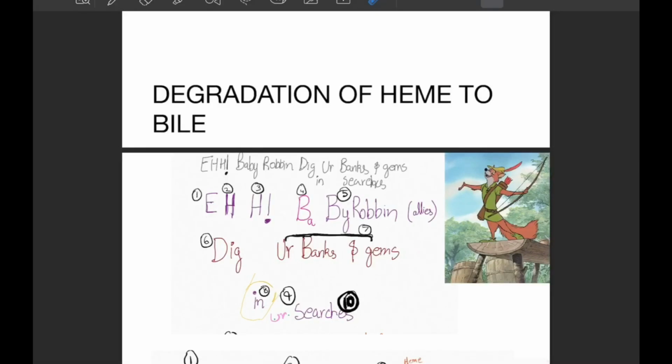Hey, so today we are going to discuss jaundice, and for that we start from degradation of heme. So if you want to skip to the jaundice, you can skip. So we start off by degradation of heme to bile. So the mnemonic we have for that is "A baby Robin, dig your banks and gems in searches."